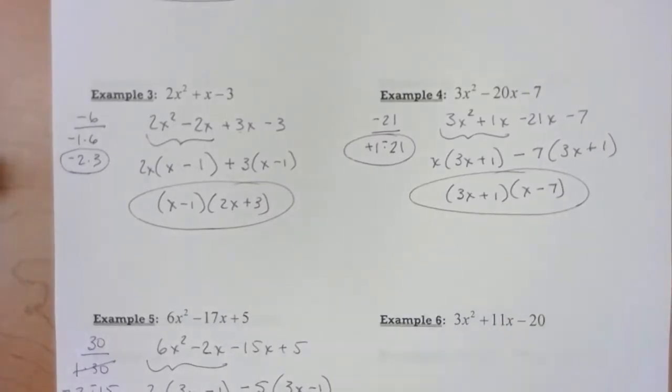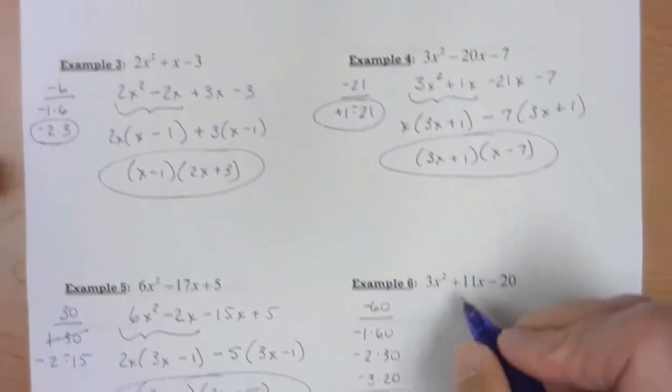Three times negative 20 would be negative 60. Negative 1 times 60, negative 2 times 30, negative 3 times 20. And if you start summing, you'll see that the sums are decreasing. I still need to go a little bit further. Negative 4 times 15. That's exactly what I need.